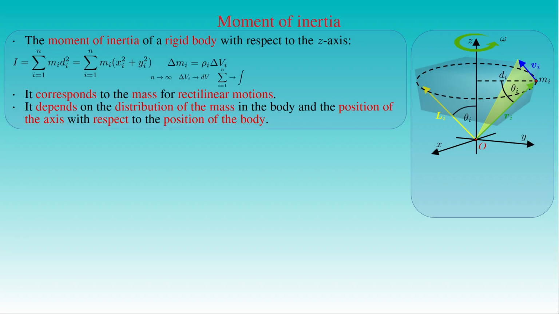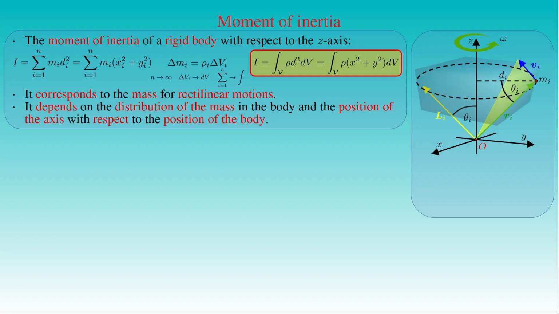Then the moment of inertia I of a rigid body of volume calligraphic V with respect to the z-axis can be written as the integral of the density ρ of the body, times the square of the distance d of the volume element in the integral from the axis of rotation, over the volume calligraphic V of the body. The square of the distance d in the integrand can be replaced by the sum of the square of the x-coordinate and the square of the y-coordinate, where the volume element is a function of these Cartesian coordinates.